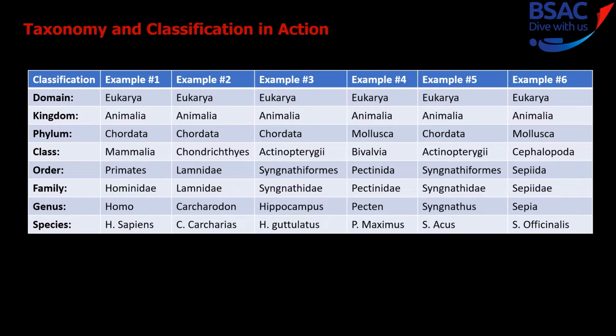Taxonomy and classification in action. In this table, we are discussing how taxonomy and classification works. We have got the domains on the top, which are very broad descriptors. By using the taxonomic orders, we can break the domains down into kingdoms, phylum, classes, orders, family, genera, and species.